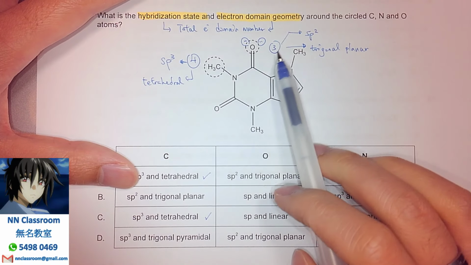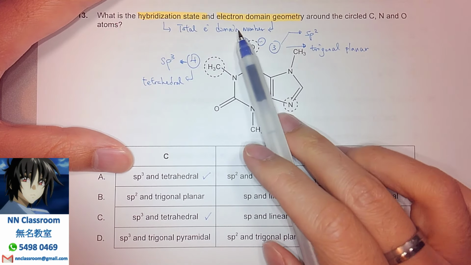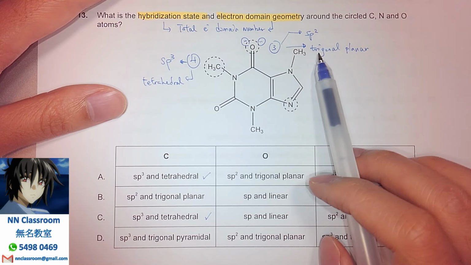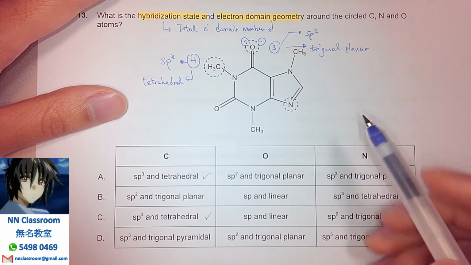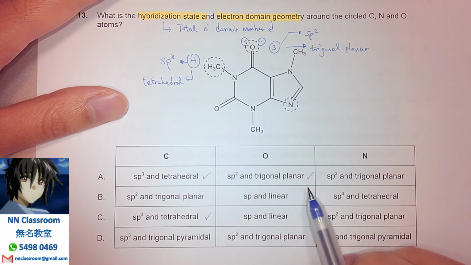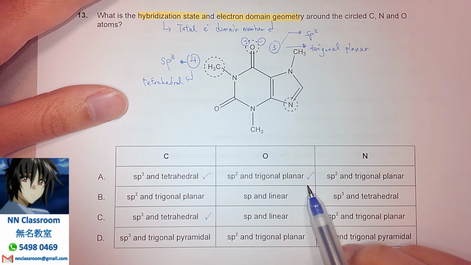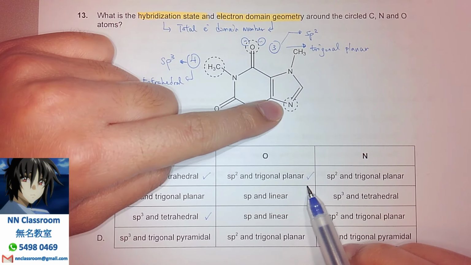For any 3 domain situation, the basic electron domain geometry is going to be trigonal planar. So that confirms our choice, very high chance to be A. Let's look at the final element, which is nitrogen.